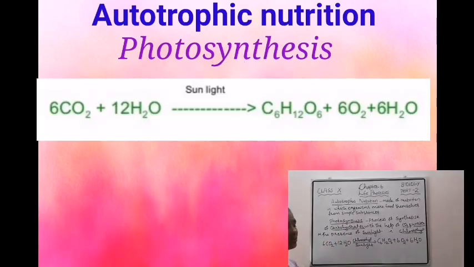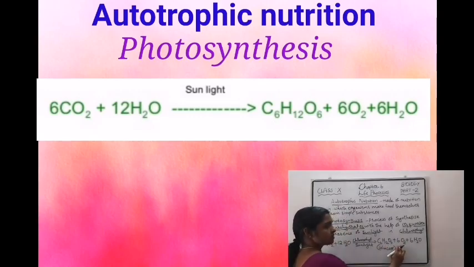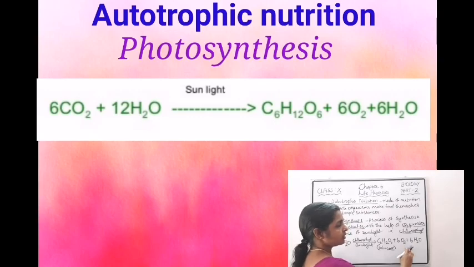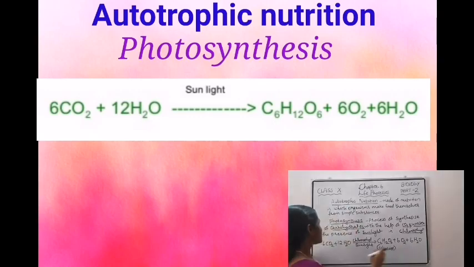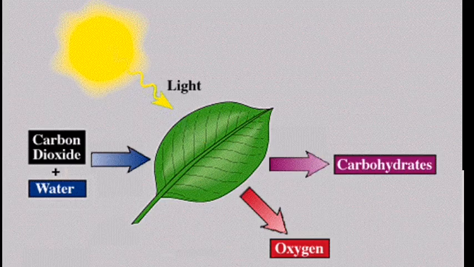And you have to study this equation also. It's a very important chemical equation. 6CO2, that means 6 carbon dioxide, plus 12 H2O, 12 water molecules, gives rise to what? C6H12O6. This one is glucose, or we say carbohydrate, glucose, plus the byproducts: 6 oxygen molecules plus again 6 water molecules. So which are the products of photosynthesis? Glucose, oxygen and water molecules. Which are the raw materials of photosynthesis? Carbon dioxide, water, chlorophyll and sunlight.